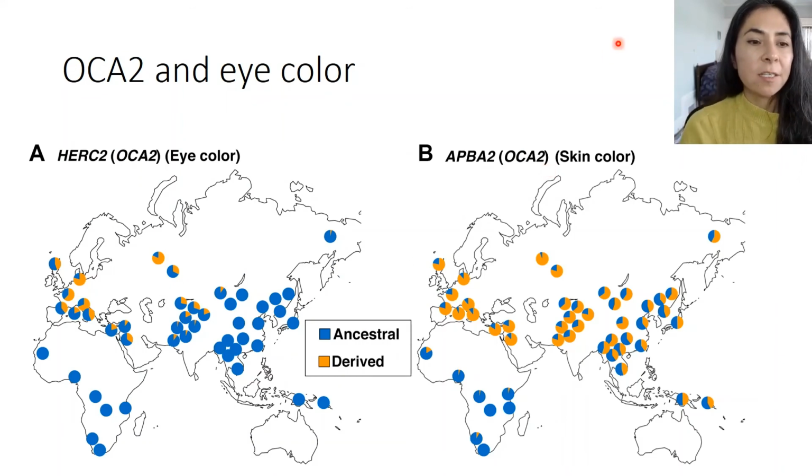So where does this live on our planet? This is looking at HERC2, and this is the mutation in it that affects OCA2. And we can see that the HERC2 alleles that cause blue eyes, and the color coding on this is very unfortunate, are orange, compared to the ancestral version, which causes brown eyes, which are blue.